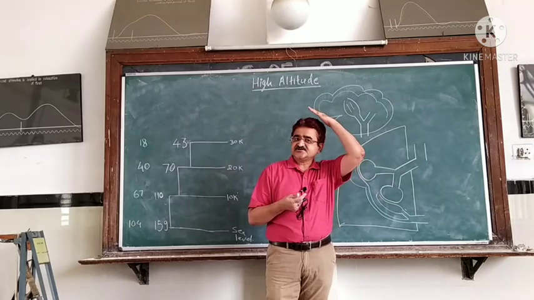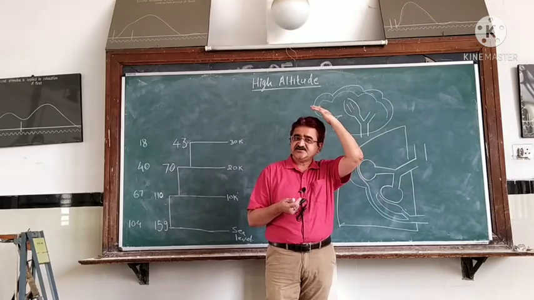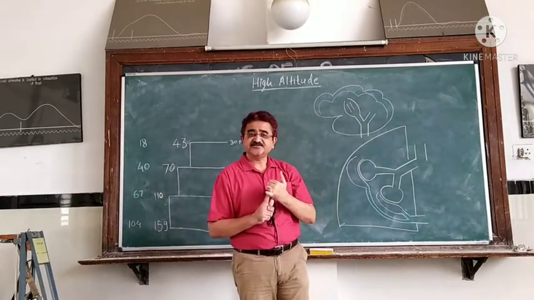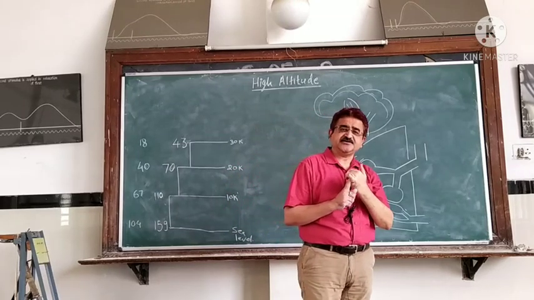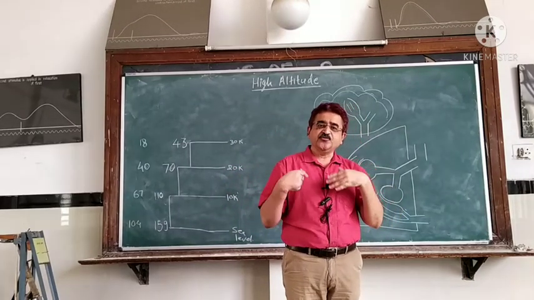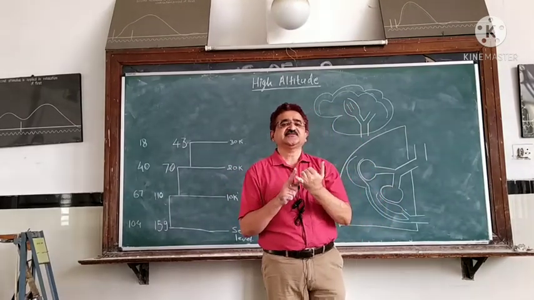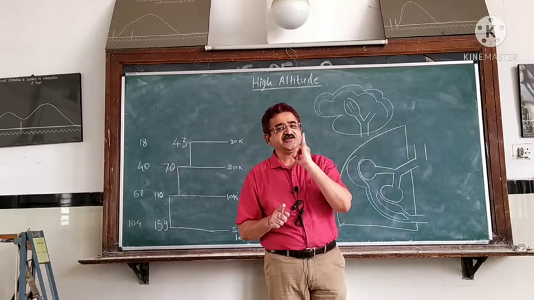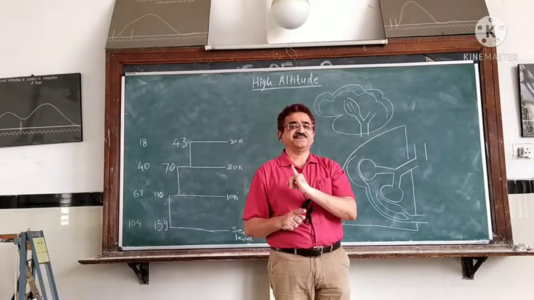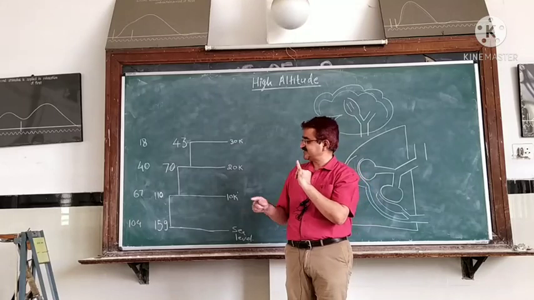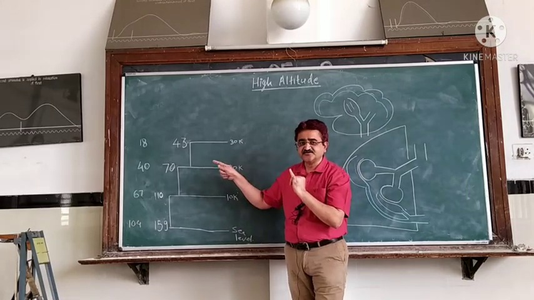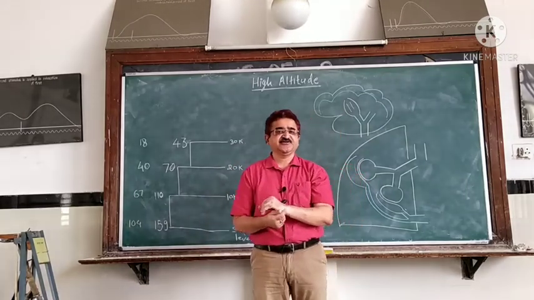Then there is the development of confusion. There is the development of headache. There is the development of irritability. Nausea may develop. Vomiting may develop. These are the signs and symptoms which may develop first when the person is ascending above 10,000 feet.